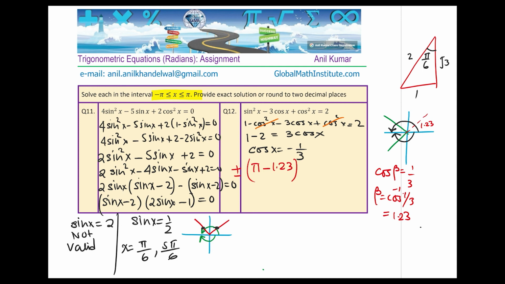1.91. So we get the value of x as plus or minus 1.91. Do you see that? So that is how we are going to find this particular solution.